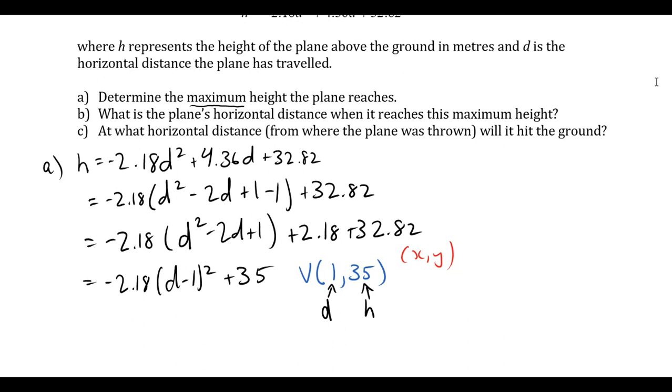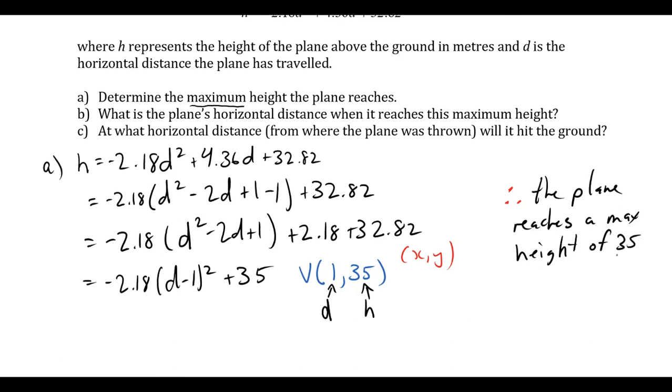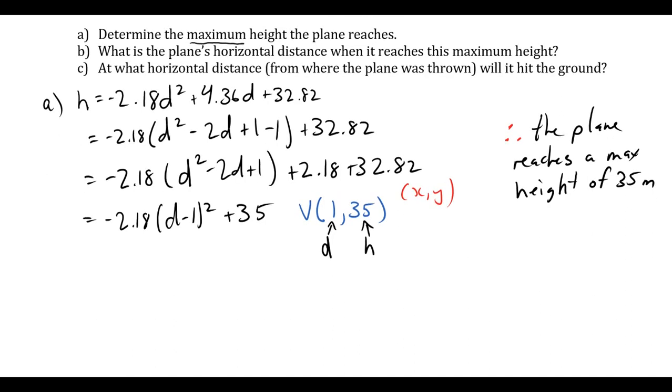Okay, so the question we're asked is determine the maximum height the plane reaches. Therefore, the plane reaches a max height of 35 meters. So the plane reaches a max height of 35 meters. B.